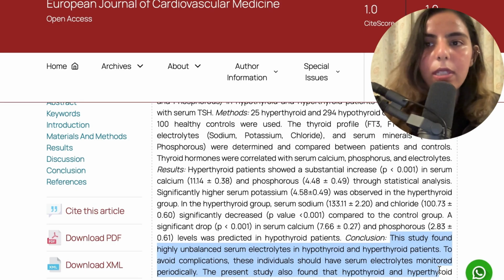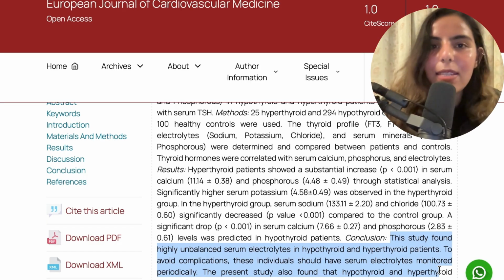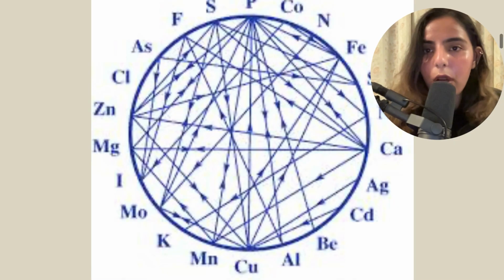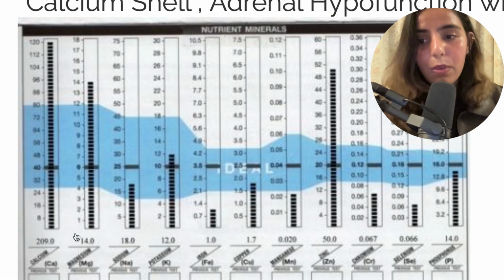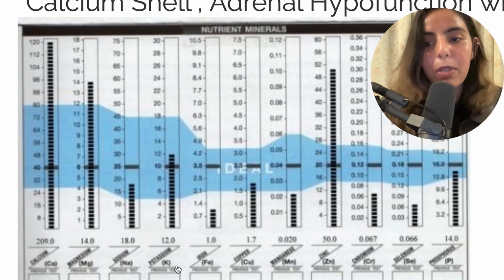Let's go over this beautiful study done in 2024, published in the European Journal of Cardiovascular Medicine. The study really concludes that there are highly unbalanced serum electrolytes in hypothyroid and hyperthyroid patients, which really tells us that you might not need just calcium alone. You might not need just iron alone. You want to understand the entire picture. And for that, you must run your HTMA profile. You must check your hair tissue mineral analysis, because as you clearly see here, calcium to potassium ratio is what tells me your thyroid absorption.